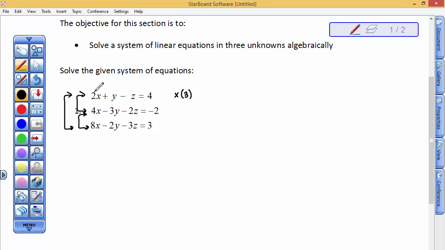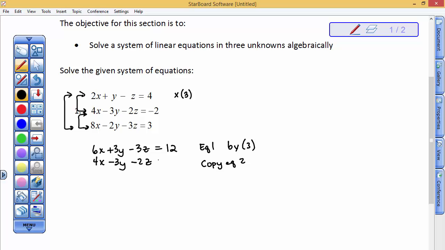So when I do that, this 2 times 3 is 6x, and this y times 3 is 3y, and this minus z times 3 is a minus 3z, and don't forget to take the 4 times 3 and get a 12. So this was equation 1 multiplied by the number 3. I'm going to copy equation 2 down. So equation 2 was 4x minus 3y minus 2z equals -2. Be careful in the copy process. I'm going to call these statement 4 and statement 5 because this is 1, 2, and 3.